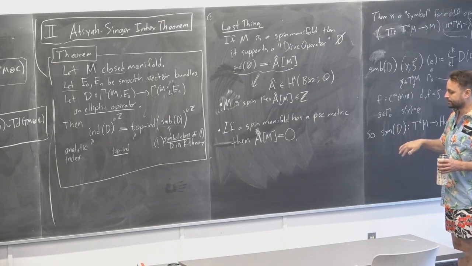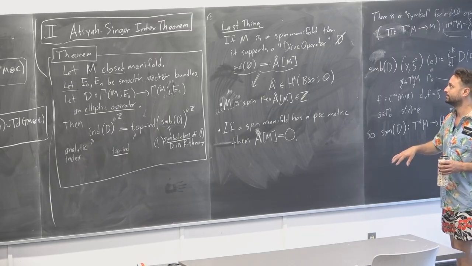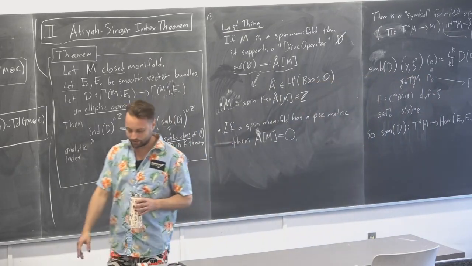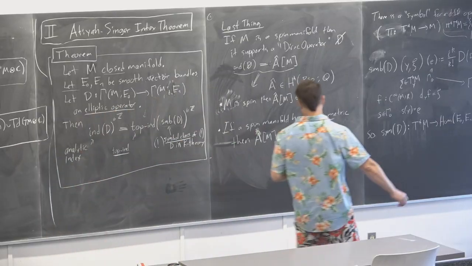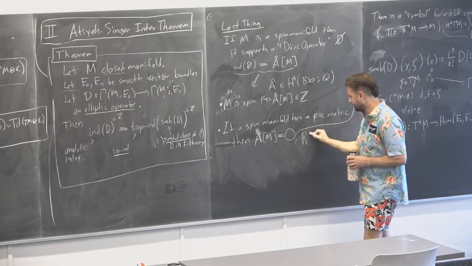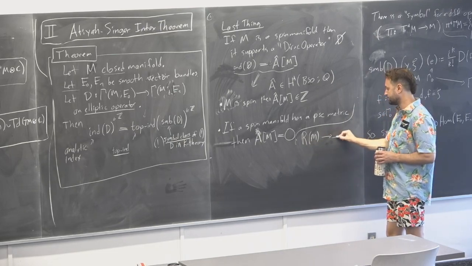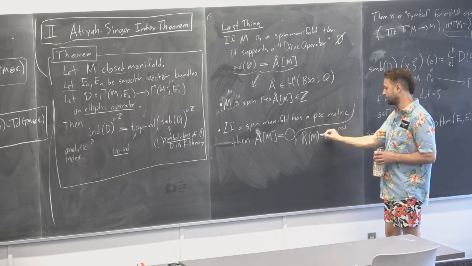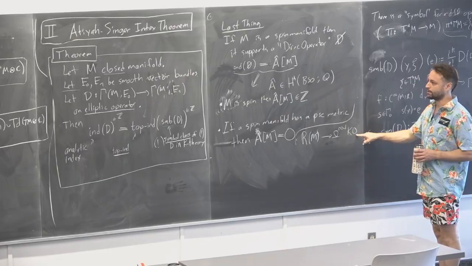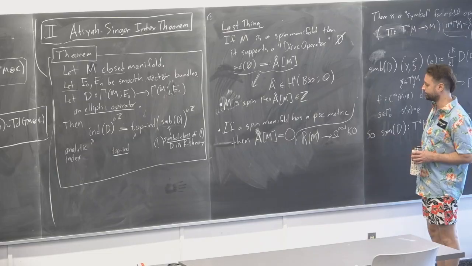Each of these metrics gives you something called a KO orientation. The outcome is essentially that, if this is the space of positive scalar curvature metrics of a d-dimensional manifold, he gets a map to some infinite loop space, shifted by minus d, of the KO spectrum. We were only talking about complex K-theory. This is the object that represents K-theory of real vector bundles.